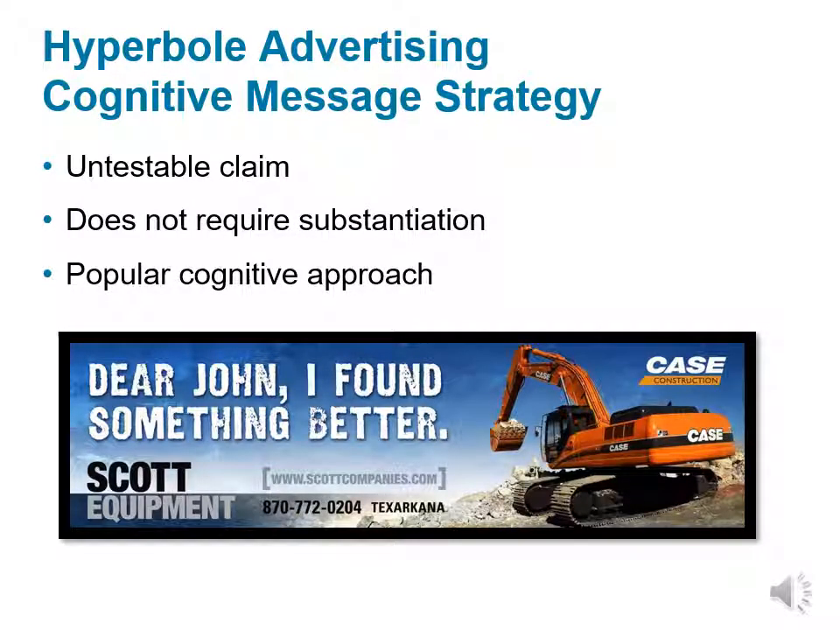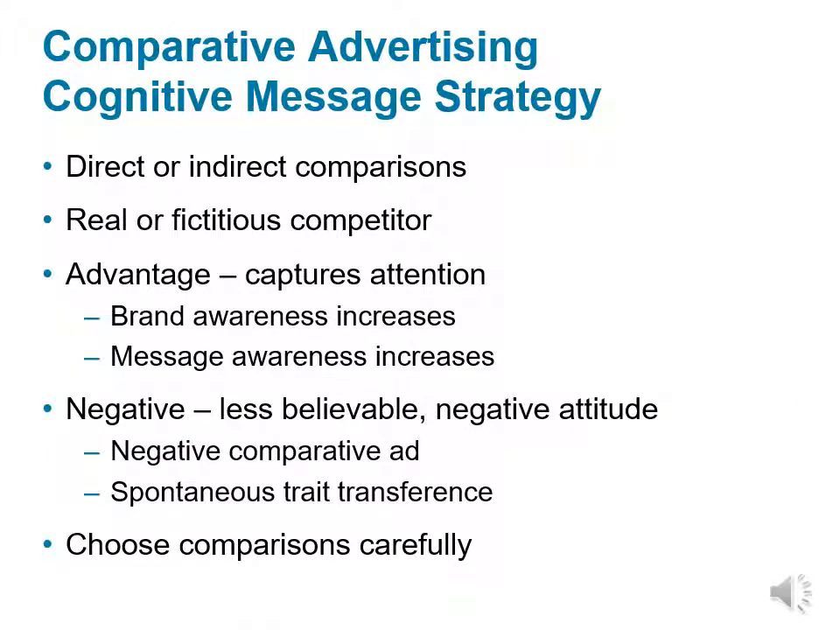A unique selling proposition message strategy focuses on a testable claim of uniqueness or superiority. A hyperbole cognitive message strategy is an untestable claim based on some attribute or benefit. It does not require substantiation, which makes it a popular cognitive strategy approach.